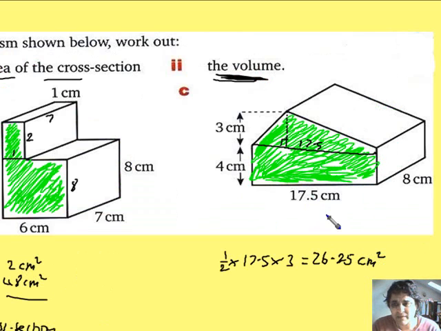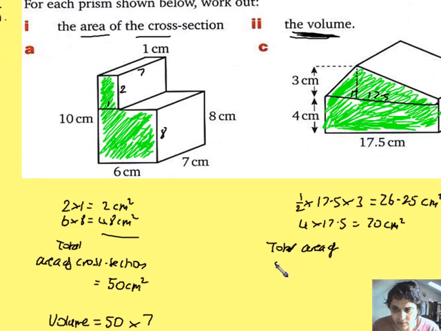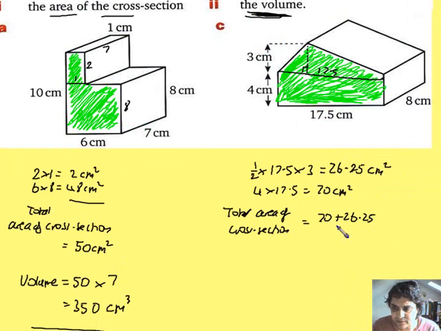Now the bottom is just going to be 4 times 17.5. Alright, it's just the base times the height for a rectangle. Pick up my hardware and do that now. 17.5 times 4, and that's 70 centimetres squared. So total area of cross section is going to be 70 plus 26.25, giving us 96.25 centimetres squared. That's not the whole story.